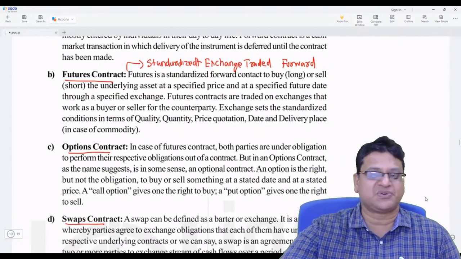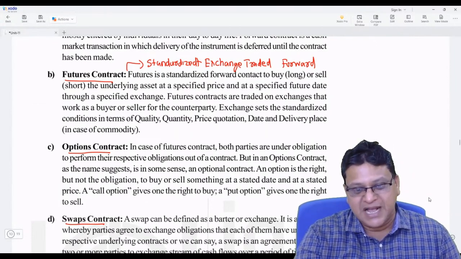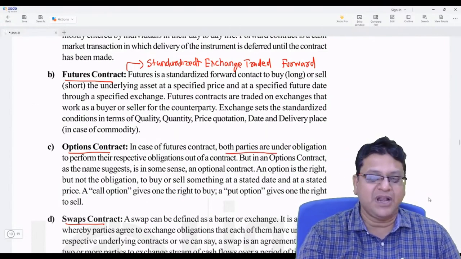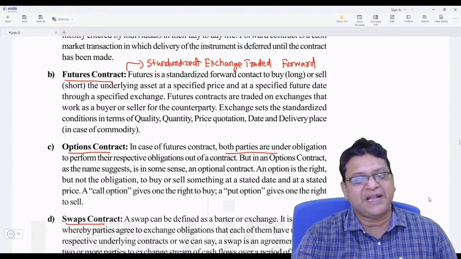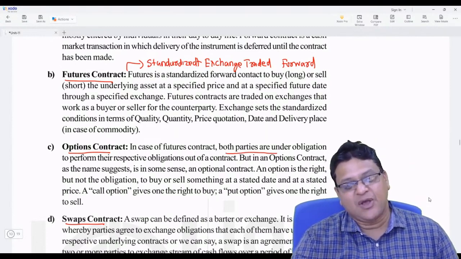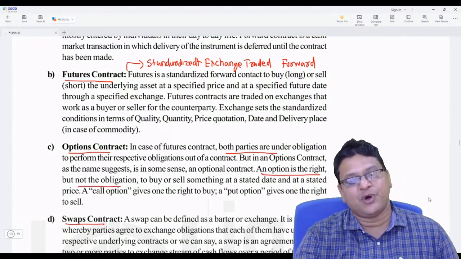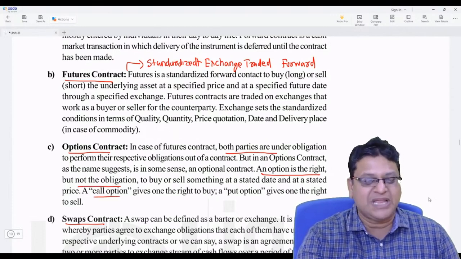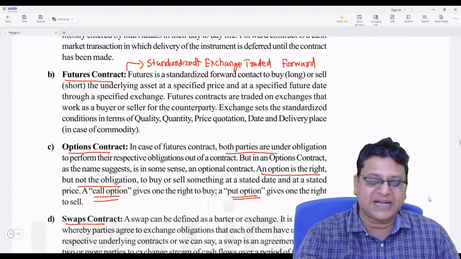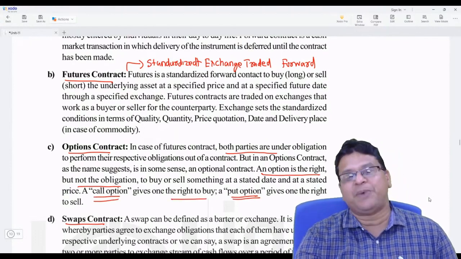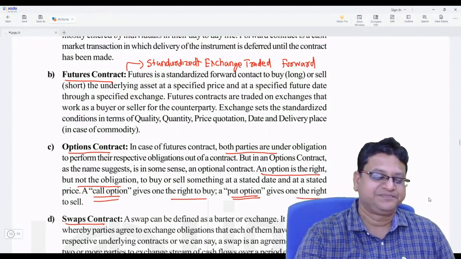And what is an options contract? In a forward contract, both the parties are bound by the contract. But in an option contract, one party is bound by the contract, another party is not bound by the contract. Option means choice. It's a right, not an obligation. The option contract may be of two types: call option and put option. The call option contract gives one the right to buy, and the put option contract gives one the right to sell.